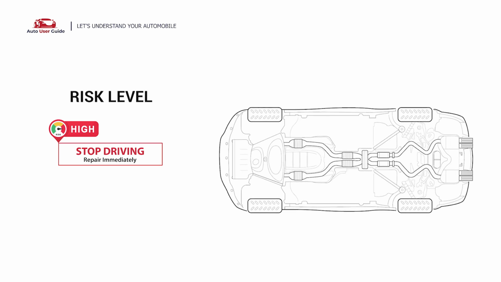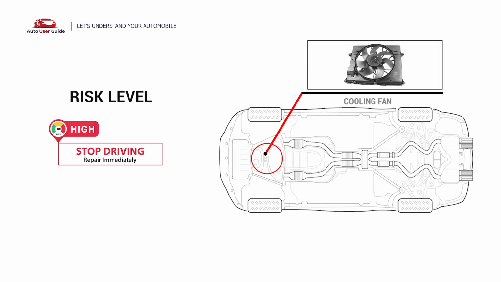The P0480 engine code indicates that the powertrain control module, PCM, or engine control module, ECM, has detected a problem with the vehicle's cooling fan. This means that the cooling fan's control circuit is malfunctioning.